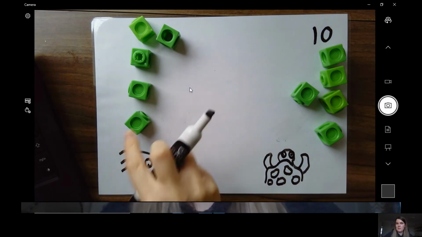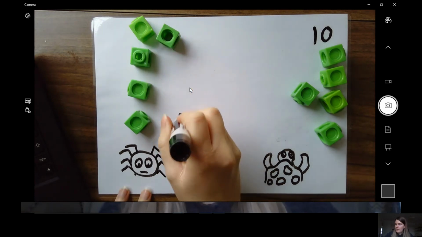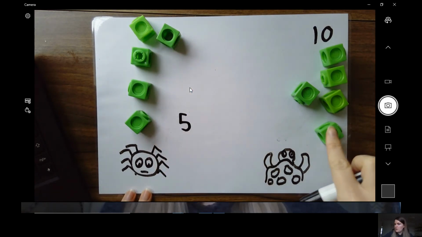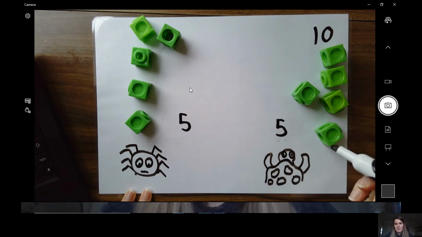Fantastic. So let's count how many the spider's got. 1, 2, 3, 4, 5. How many has the turtle got? 1, 2, 3, 4, 5. Have they both got the same? Yes, they do. They're very happy.